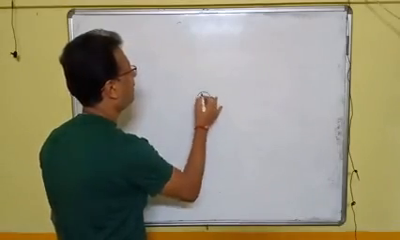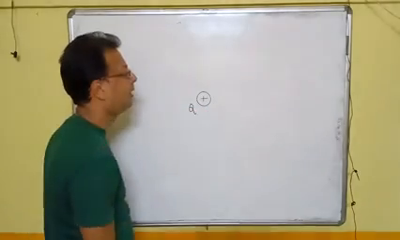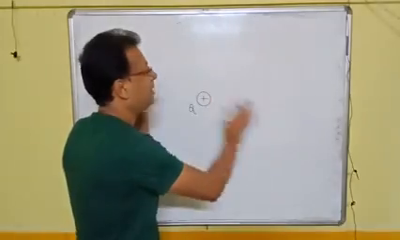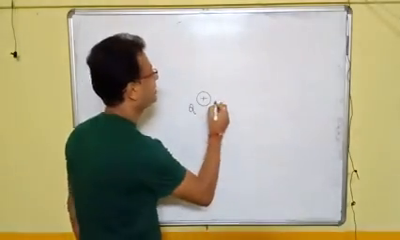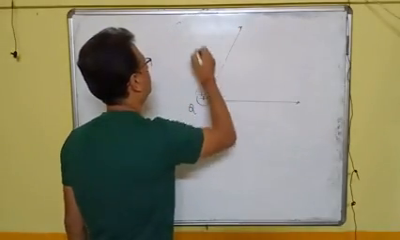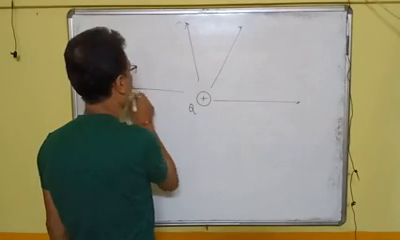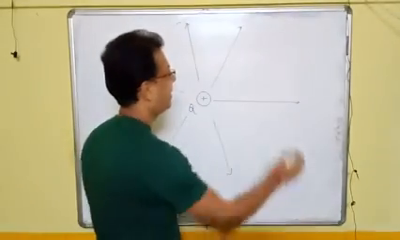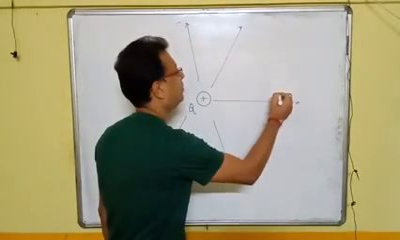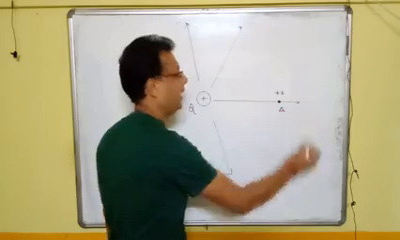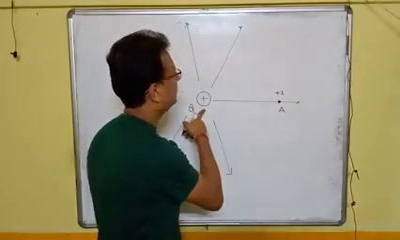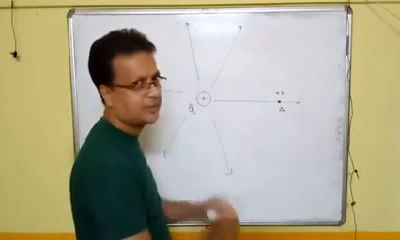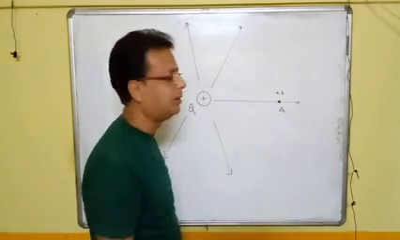Suppose you have a big positive charge Q here. This positive charge has an electric field all around it. Now, if you place a unit positive charge at any place, say A, then this unit positive charge, which we call a test charge, will experience a force of repulsion.